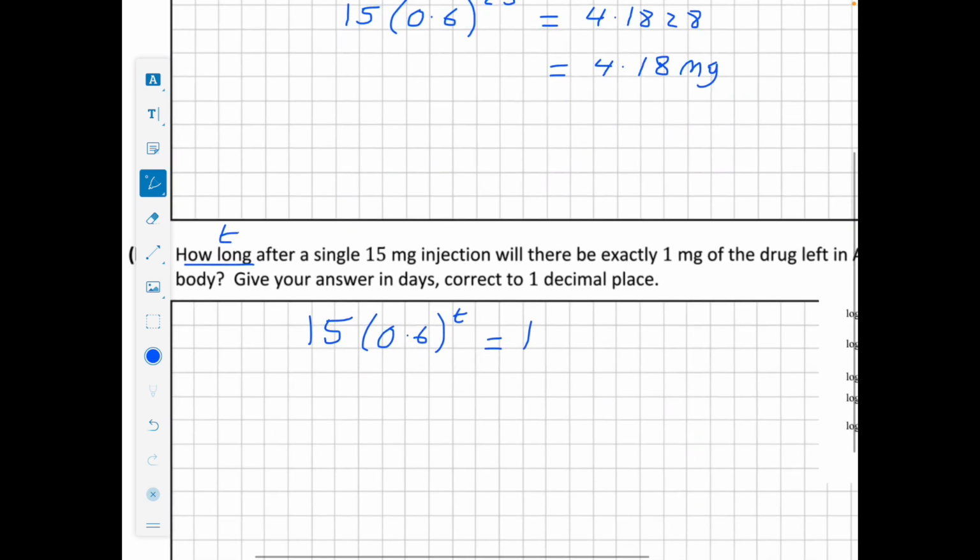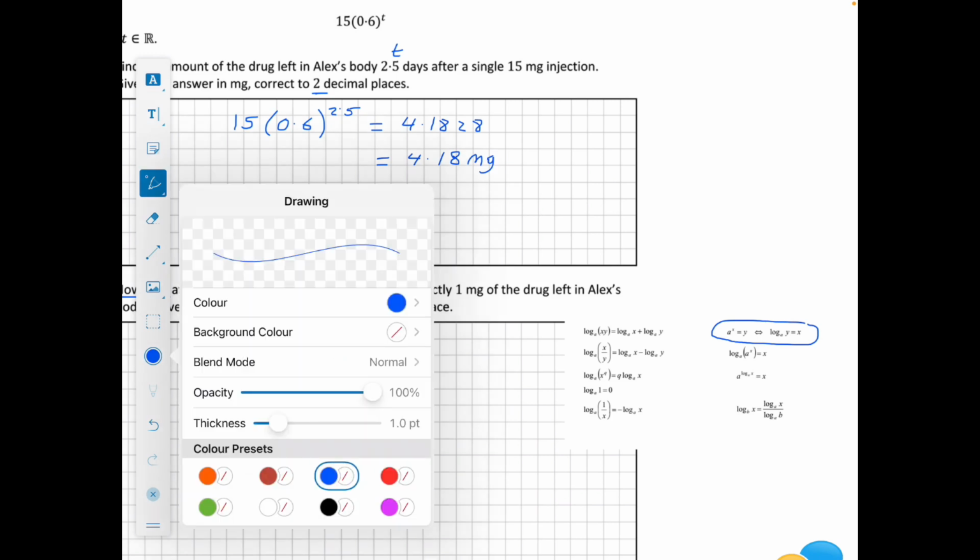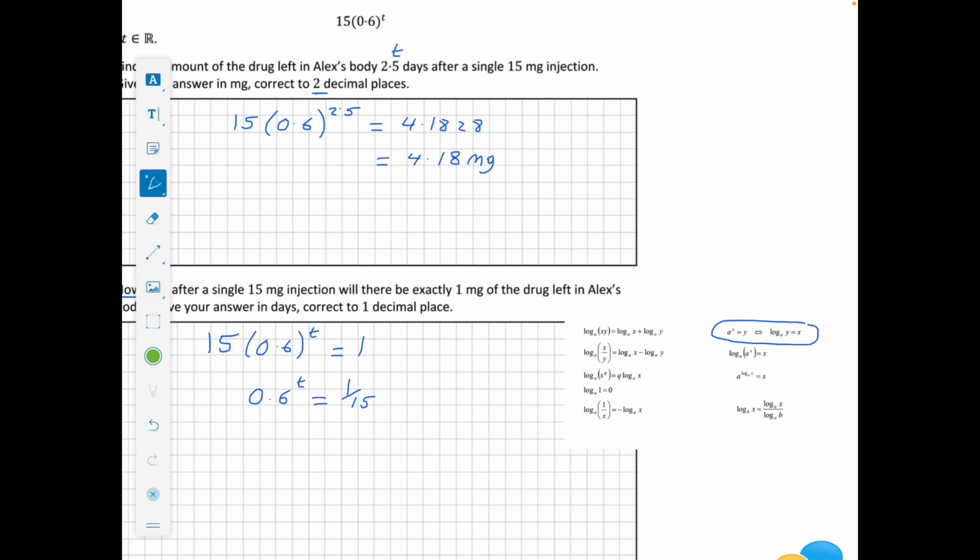Remember, in general, unless you're dealing with simultaneous equations, you can only have one thing missing from your equation. So in this case, it's our t. I'm going to do a little bit of work here first. So we have 0.6 to the power of t. We're going to get rid of that 15, so divided across is equal to 1 over 15. I've mentioned this a couple of times, going back to our favourite rule: when whatever we're looking for, in this case t, is stuck as our index, we need to move to logs.